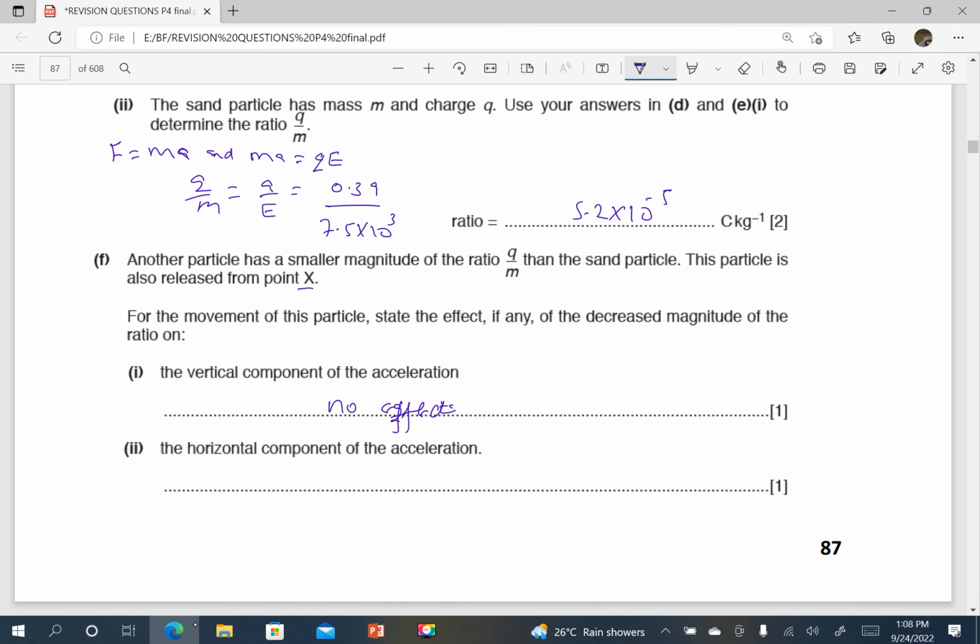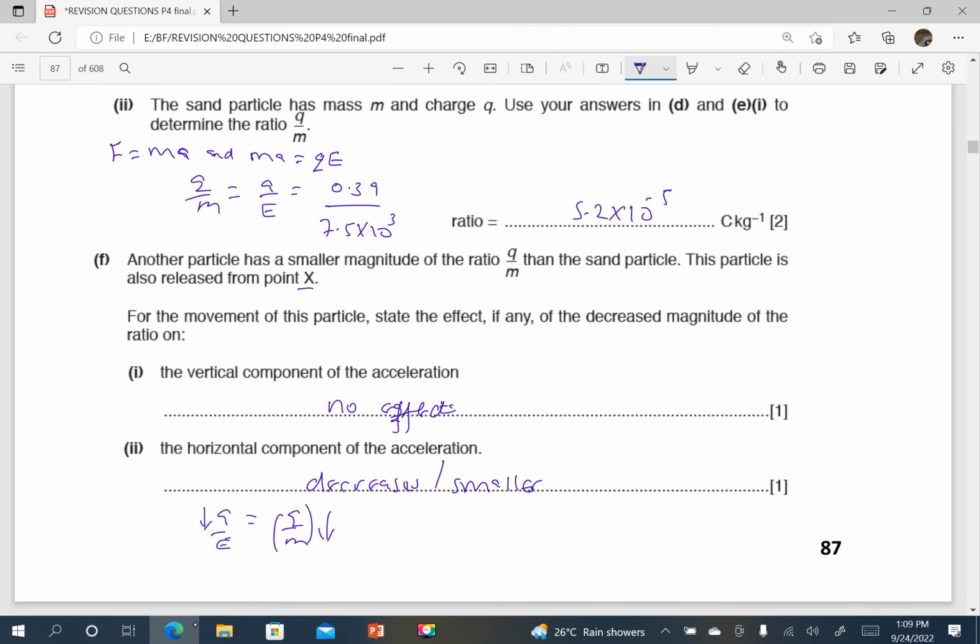Number two, the horizontal component of the acceleration. Note that from this expression, we have seen that acceleration over E is equal to q over m. Now this is decreased. When q over m is decreased, of course, the acceleration also decreases. So this one also decreases, or it becomes smaller.